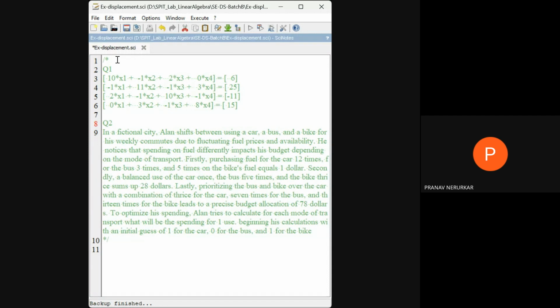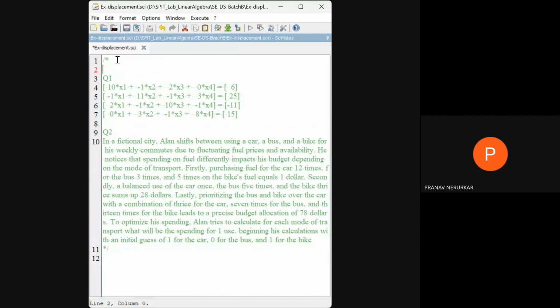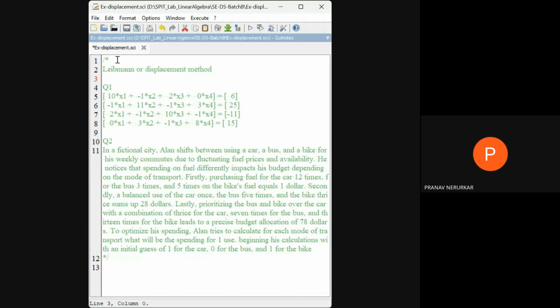The Gauss-Seidel method, as you know the title, or displacement method, it will be useful or converge to solution, especially for matrices that are diagonal dominant. Diagonal dominance means diagonal elements of that row are greater than or equal to sum of the non-diagonal elements.